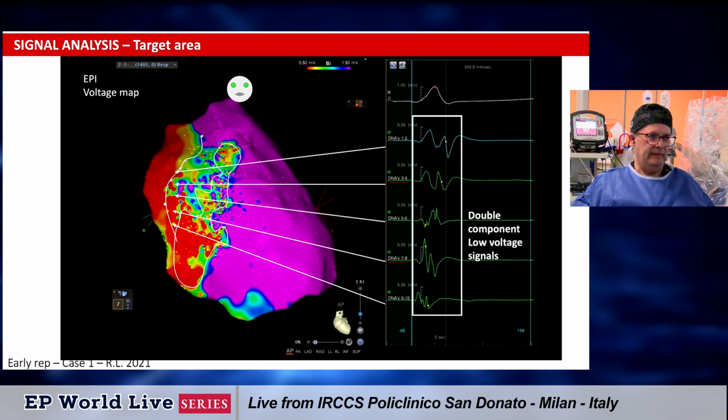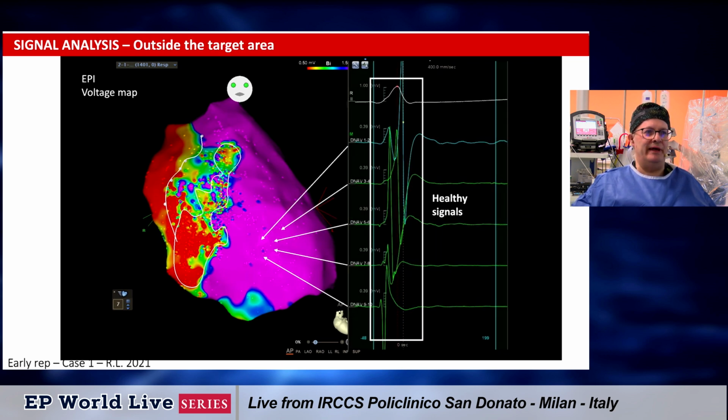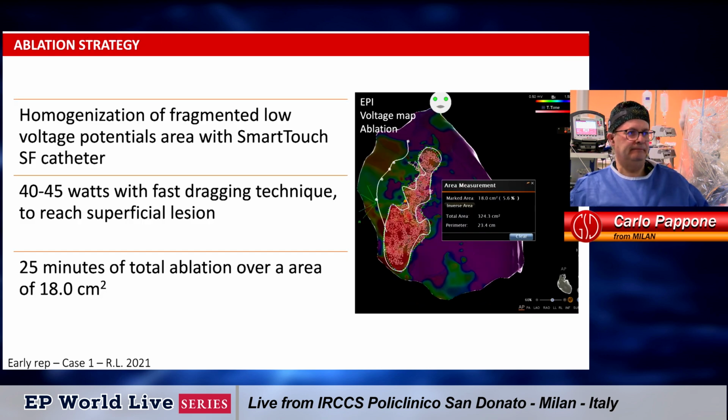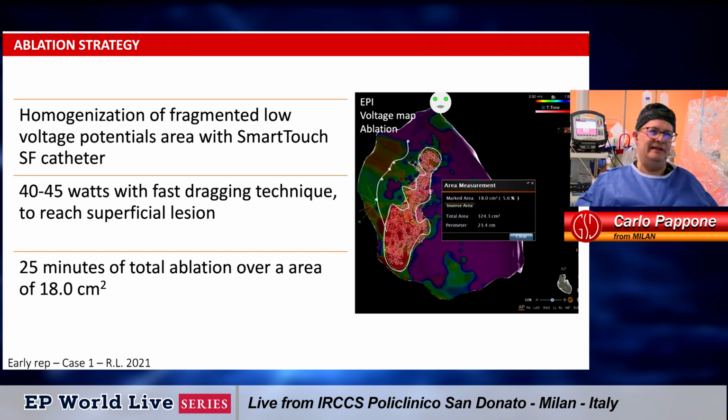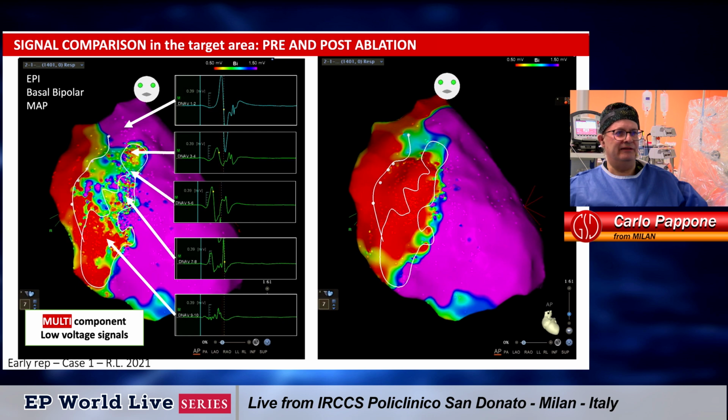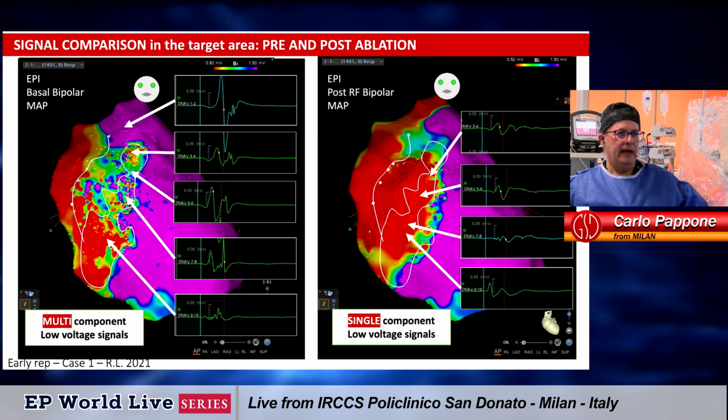You see double potential, right? Completely abnormal compared with the normal tissue visualized in purple, right? And the approach is the homogenization of the area involved in the reduction of voltage and fibrosis. And interesting, in our previous cases, the patient stopped to have ventricular fibrillation just ablating this area. And this is after the ablation, right? And you see after the ablation, no more double potential, right?